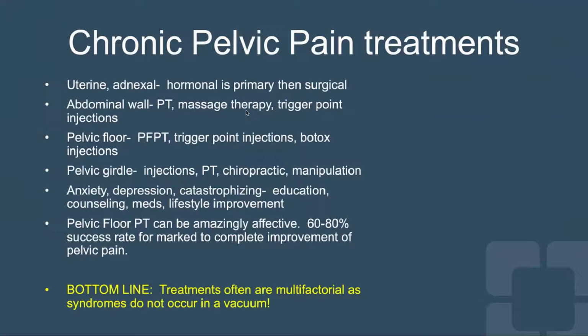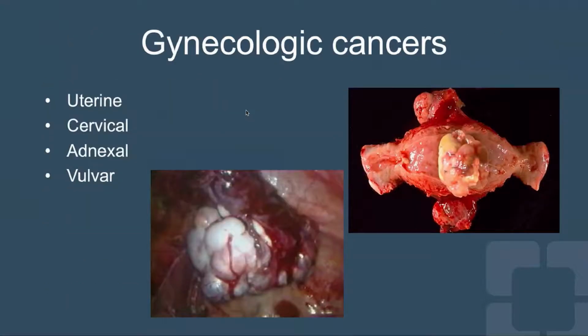In the pelvic girdle, injections, PT, chiropractic manipulations, and of course, it's important to treat anxiety, depression, and catastrophizing symptoms that go along with a lot of chronic pelvic pain symptoms. Education, counseling, medications, and lifestyle improvements can be helpful with this. The bottom line, treatments are often multifactorial, and syndromes do not occur in a vacuum. So when you treat one, look elsewhere for the others. And if you're unsure, send to a chronic pelvic pain specialist.